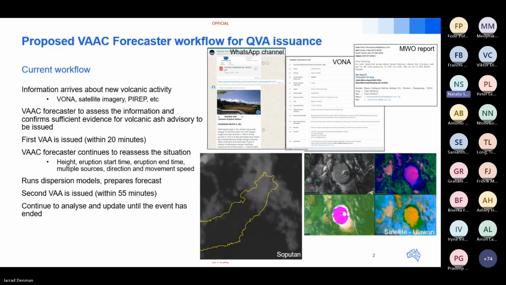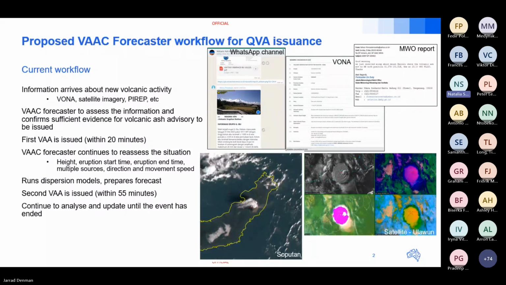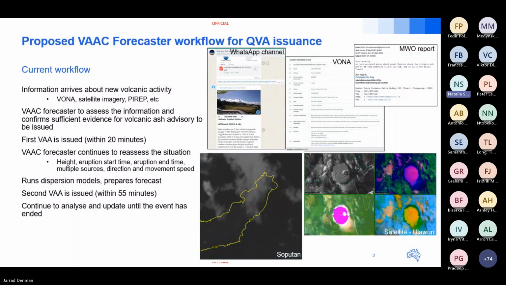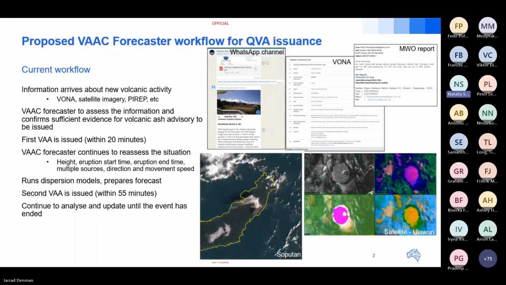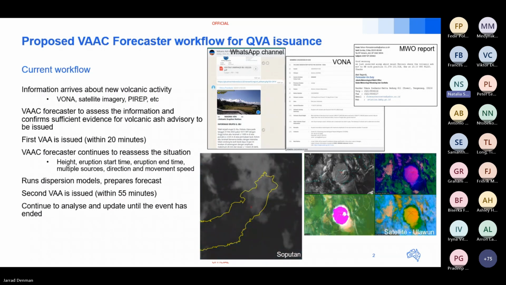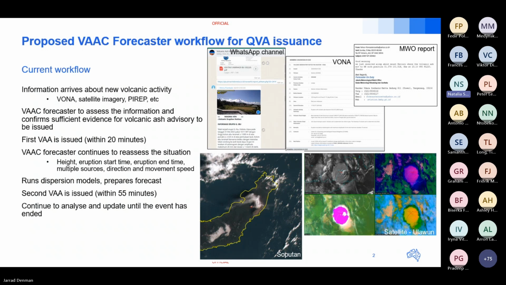So just quickly going through the current workflow that we have. Some of the questions that have been asked today may have a couple of answers coming out through this presentation as well. When the information arrives to us for new volcanic activity, it could be through the VONA or a report from the Ground Observatory or SVO, satellite imagery, pilot reports, etc. So I've got a number of different information sources up here on the screen as well. Lots of different information that we get.